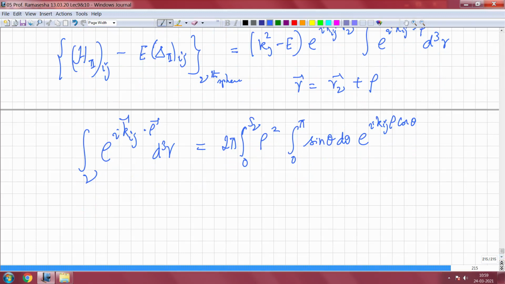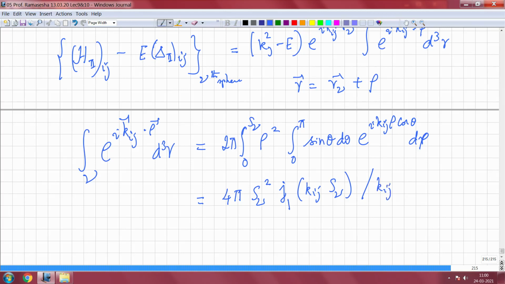This is a pretty simple integral to evaluate, because all you need to do is substitute for rho cos theta, integrate over d theta, and then integrate over d rho. If I do this, it is quite easy to show that this quantity is going to be 4 pi s nu squared j1 of k ij s nu, divided by k ij.